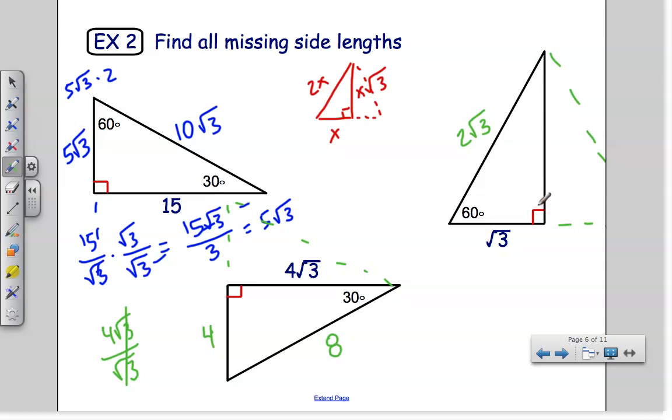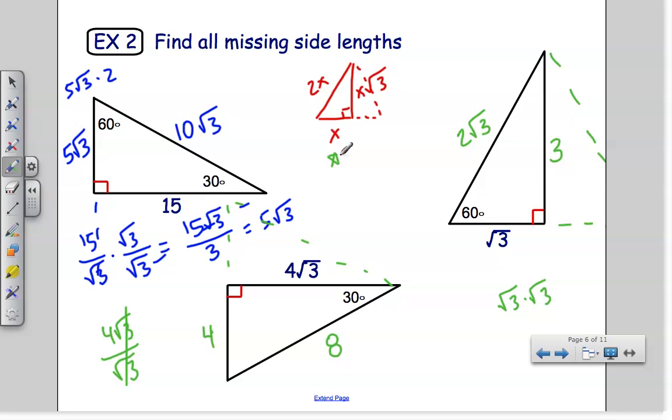The long leg, you take the short leg times square root of 3. So I'm actually taking the short leg of square root of 3 times another square root of 3. Well, square root of 3 times square root of 3 is just 3, because it's square root of 9, which is 3.